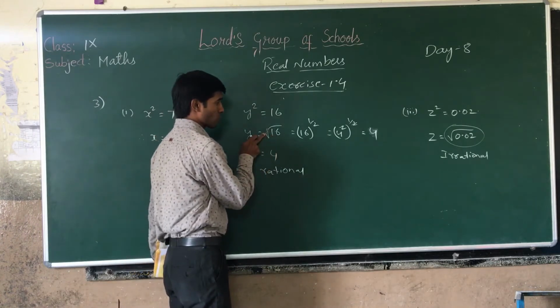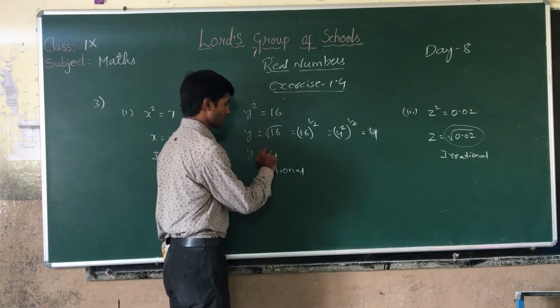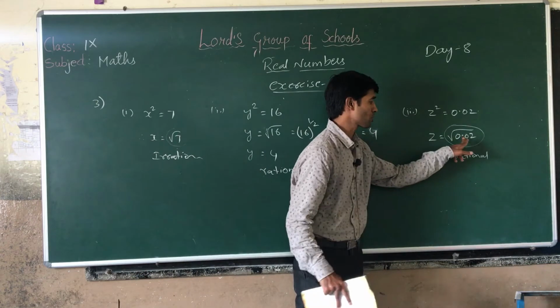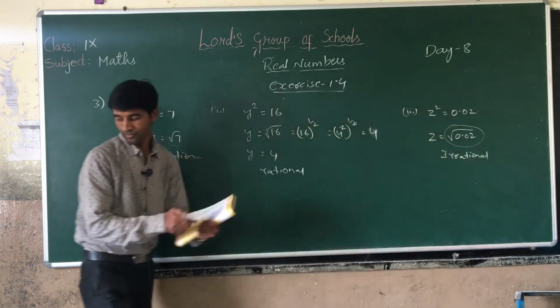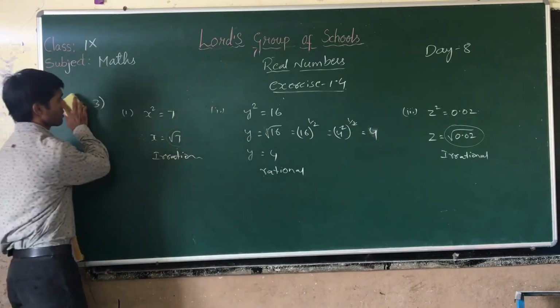If it is up to here, z is equal to the square root of 0.02, we know that it is an irrational number. Like this we have to do the third bit.